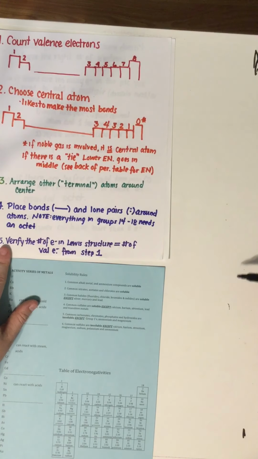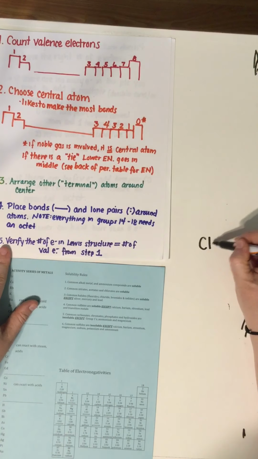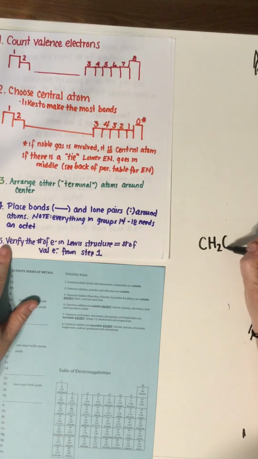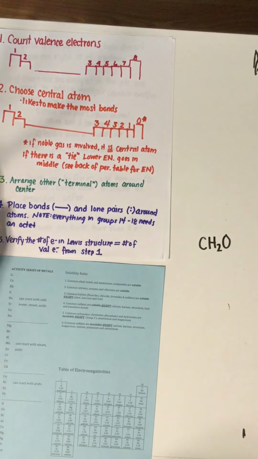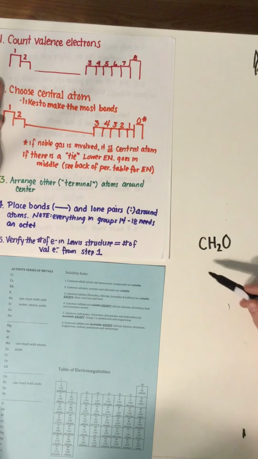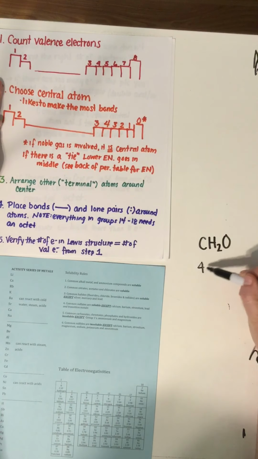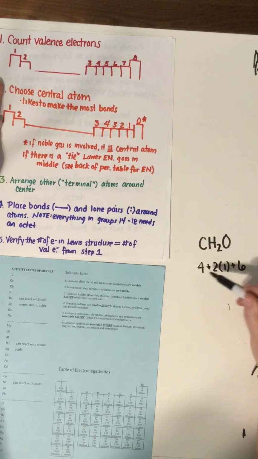The next structure we're going to look at together also has 3 elements. This time it's carbon, hydrogen, and oxygen. So again, start up top, we count the valence electrons. 4 plus 2 times 1 plus 6. 6, 7, 8, 9, 10, 11, 12.